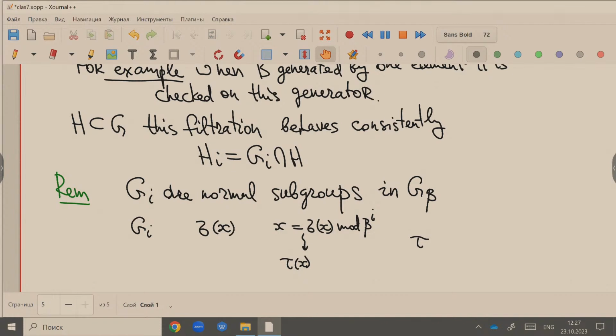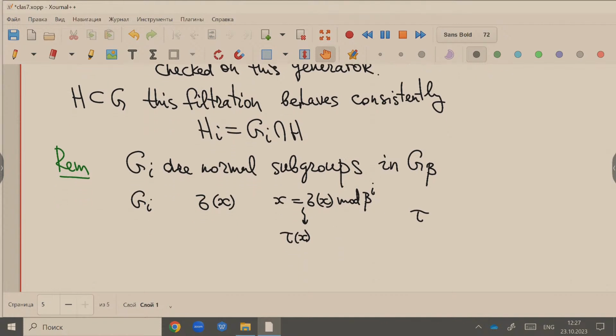So the automorphism that induces the... so if you have automorphisms that you can apply to x and to all objects here, and if it keeps the filtration, then it also should... So it is better to say that if you have tau that is inside the G beta.